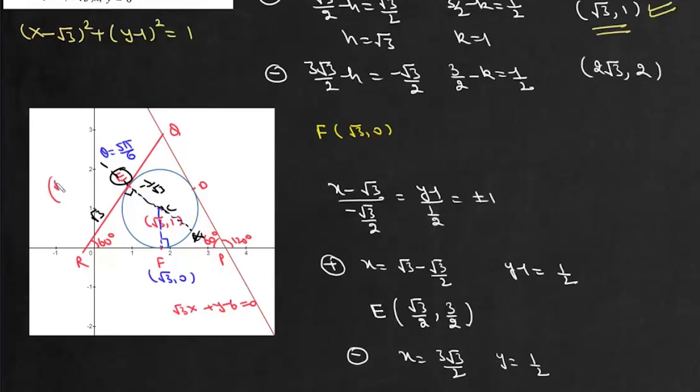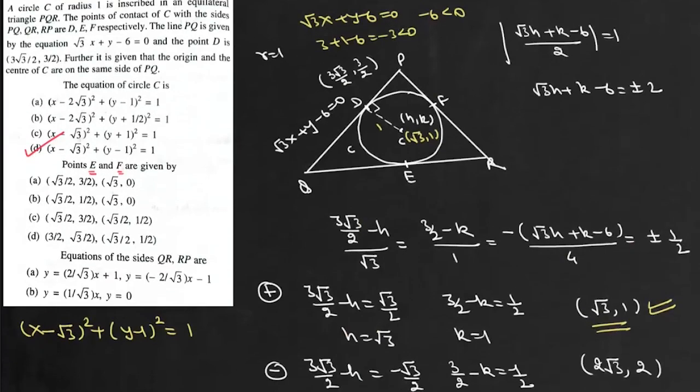So the coordinate of this point E will be root 3 by 2, 3 by 2, and F is root 3, 0. That means the correct option is option A, root 3 by 2, 3 by 2, and root 3, 0.